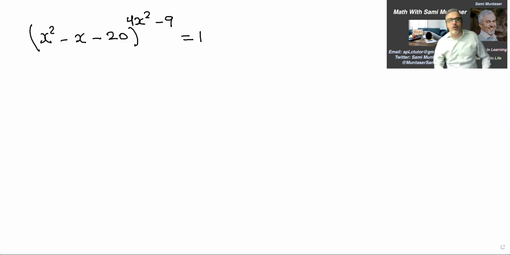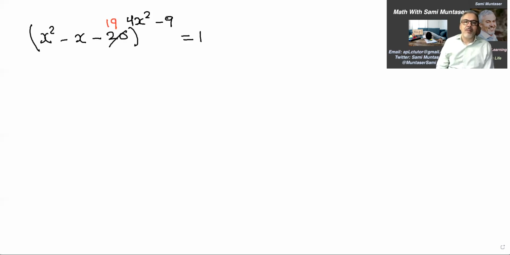So what I did though, because I don't want to use the quadratic formula, I changed this number right here, just to make it easier for you guys. Okay, so we changed that to minus 19 instead of minus 20.